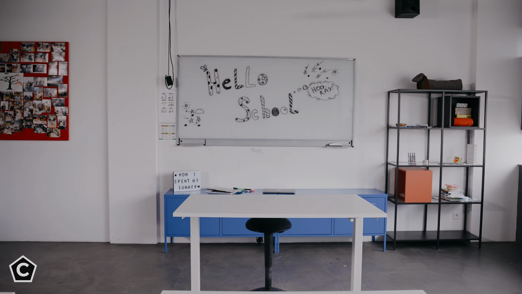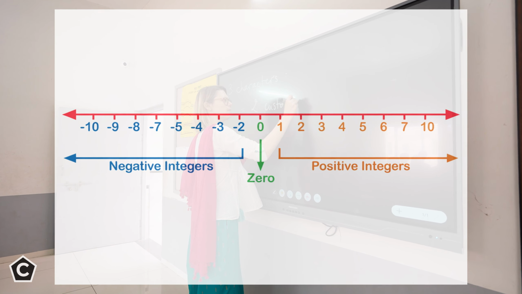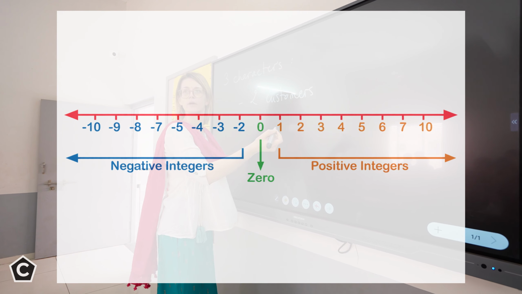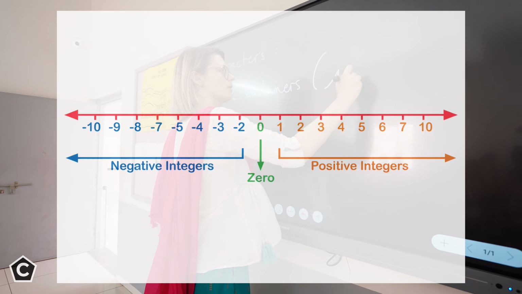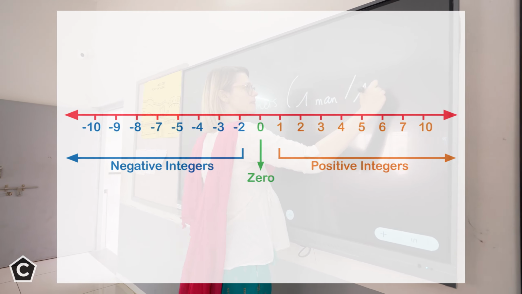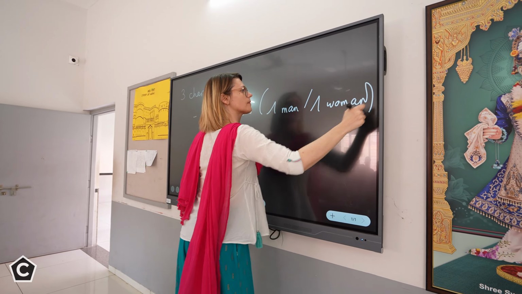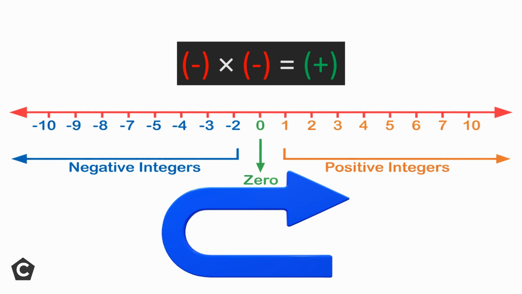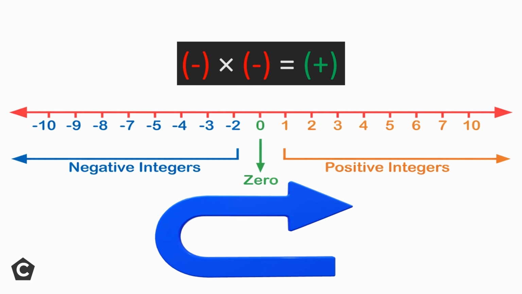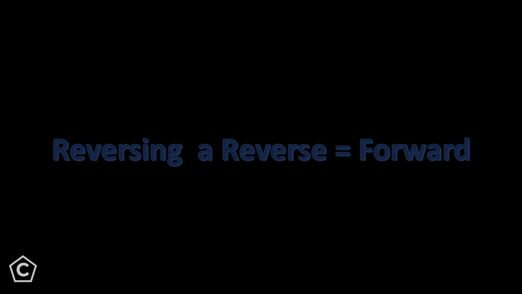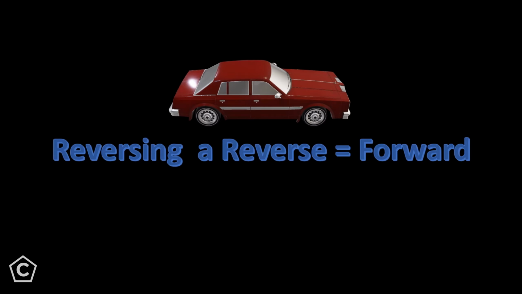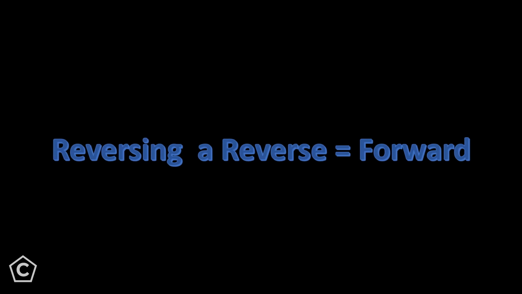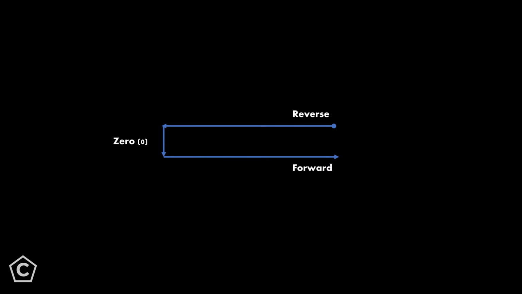Another simple way to understand this is through direction. Imagine standing on a number line. Moving to the right is positive and moving to the left is negative. Multiplication means repeated movement. Positive multiplied by negative means moving left repeatedly, so the result is negative. But negative multiplied by negative means reversing the direction of reverse movement. In simple words, reversing a reverse leads you forward. That is why the result becomes positive. It's like taking 2 wrong turns that eventually bring you back in the right direction.